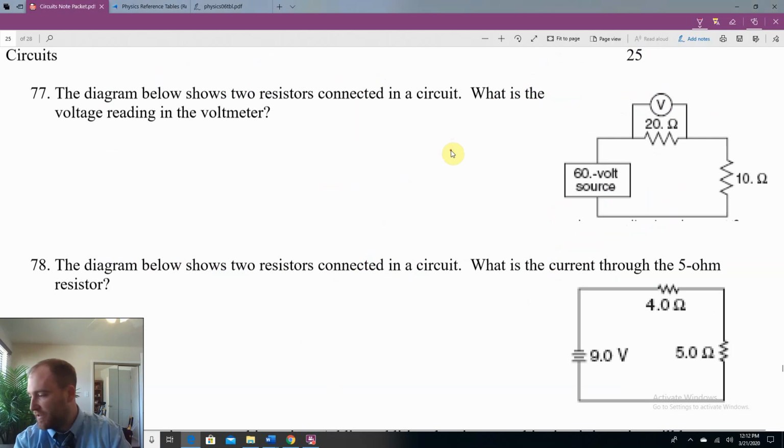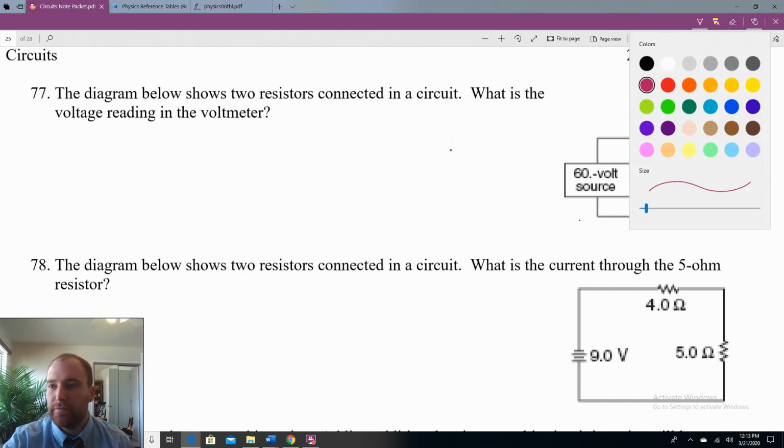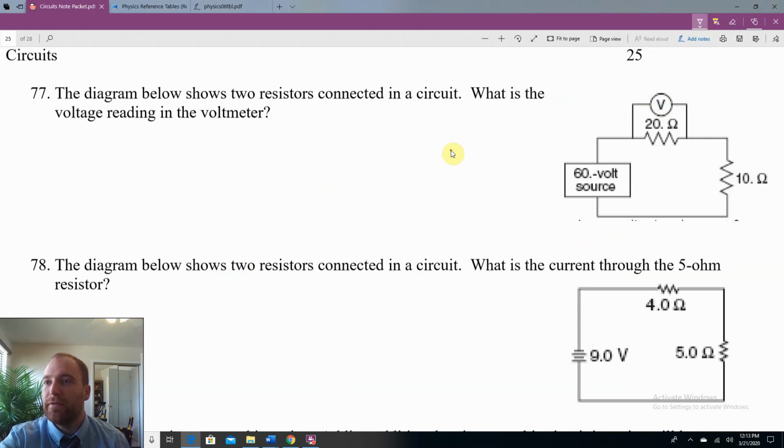Alright, for 77, the diagram below shows two resistors connected in a circuit. What is the voltage reading in the voltmeter? Alright, circuit analysis, right? We've done a lot of these in these videos. Verb chart.